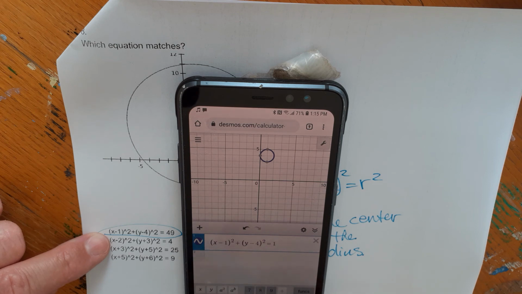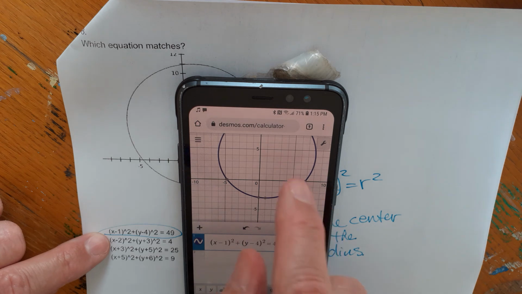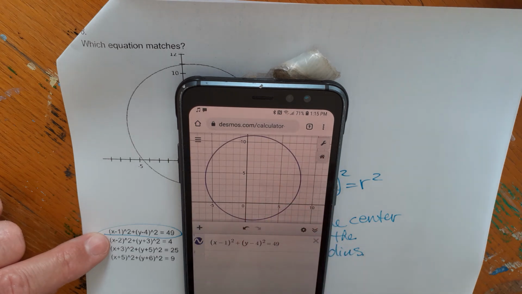That's a larger circle than what we've got here. Let's put in 49. There we go. And you can move around your Desmos to see where this is, to see where the center is. Does it show me the center?